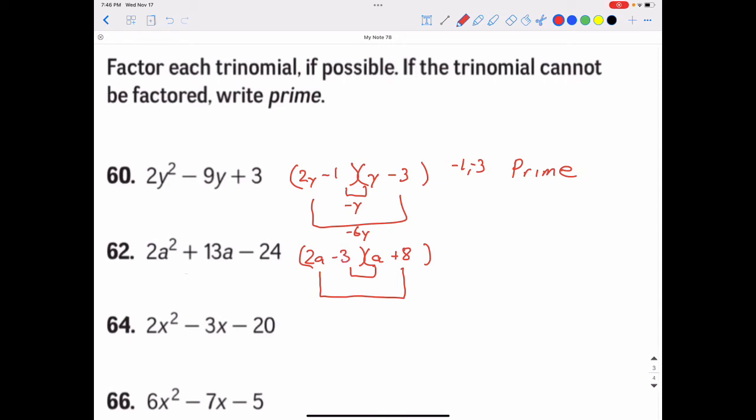So that negative 3 times 8 is negative 24. Inside I have negative 3a. Outside I have positive 16a, which does add up to 13a. So that is the proper way to factor that one.